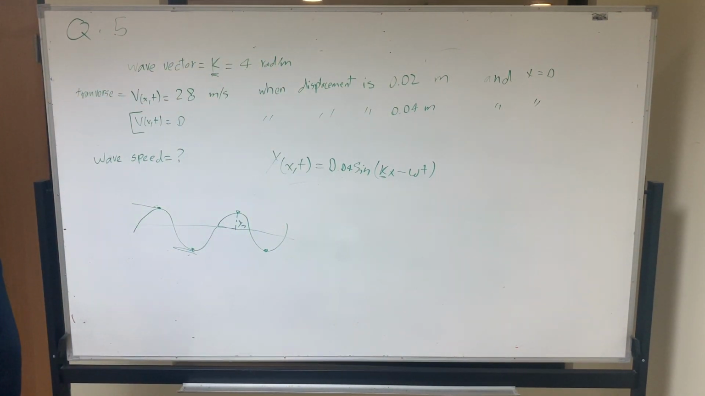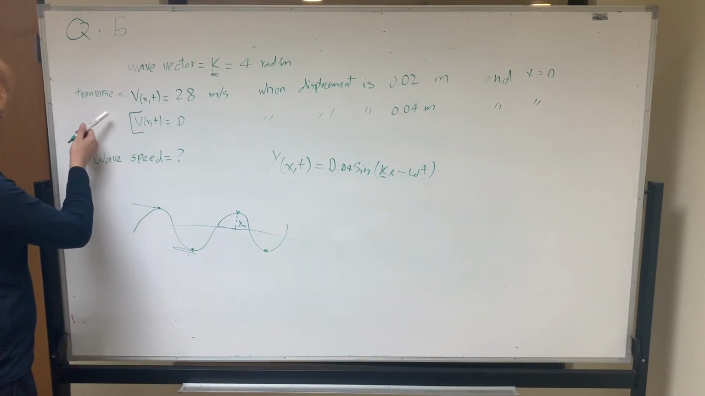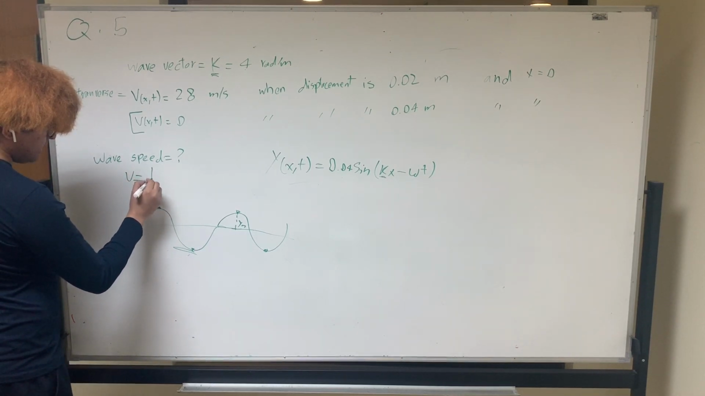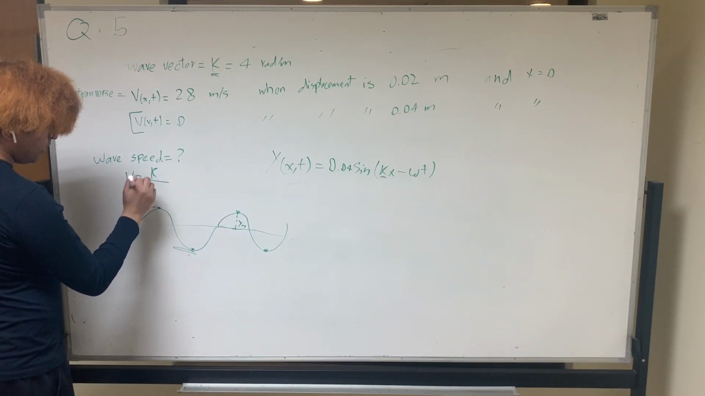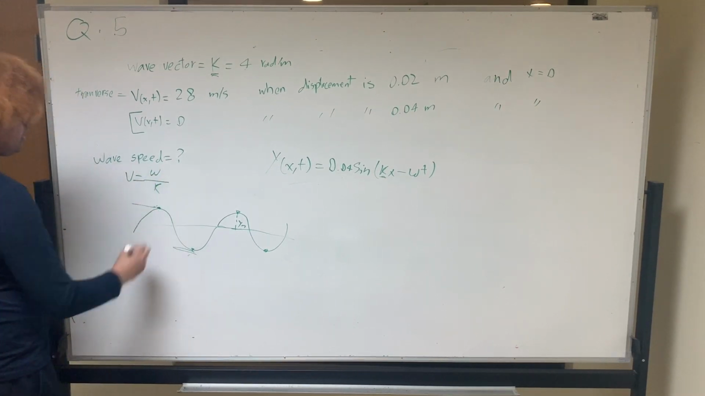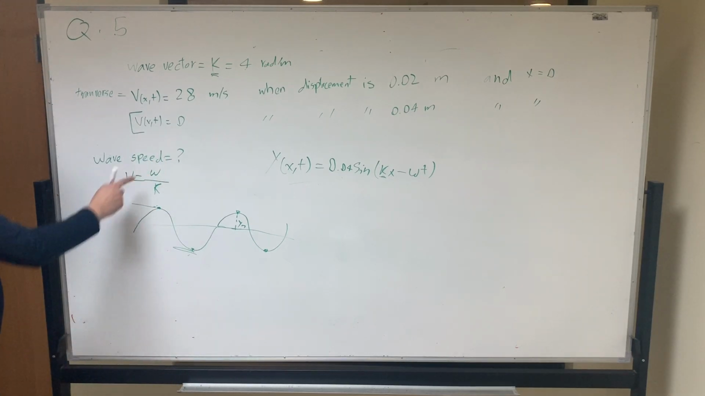All right, so we're asking for the wave speed. So pay attention that this is transverse speed and this is wave speed. Wave speed is defined as omega over k. So we're given k here in the problem, so our job is to figure out what omega is.